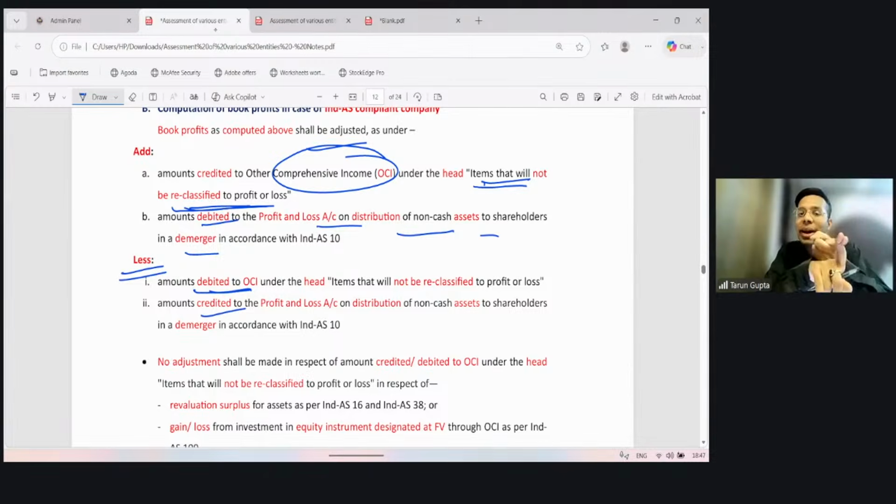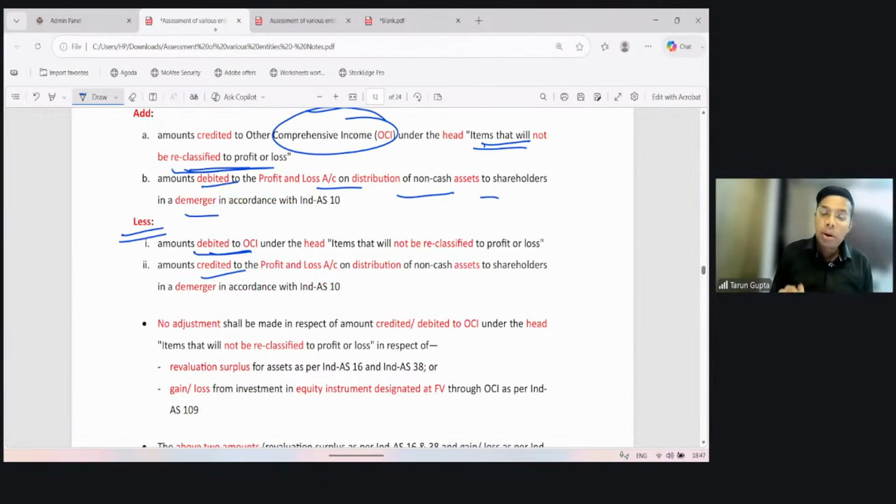One is any item stated in the OCI which will not be reclassified to the P&L account. Such item has to be considered for MAT. So if such an amount is credited to the OCI, it has to be added back. If such amount is debited to the OCI, it has to be reduced. Another item is, if any amount is debited in the P&L account on account of distribution of non-cash asset to the shareholder in demerger, then such debited amount has to be added back. And if such amount is credited, then it has to be reduced while computing the profit.